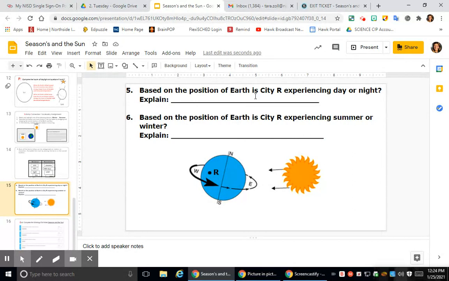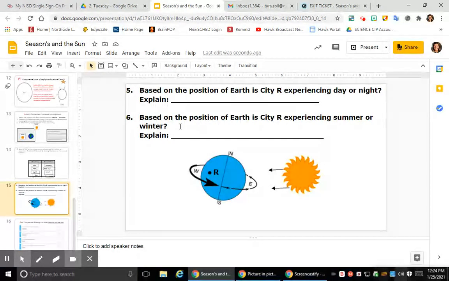Based on the position of Earth, is city R experiencing day or night? Explain. So you know what causes day and night. The side of the Earth that faces the sun has day. The side of the Earth that's not facing the sun has night. So city R would be experiencing night.